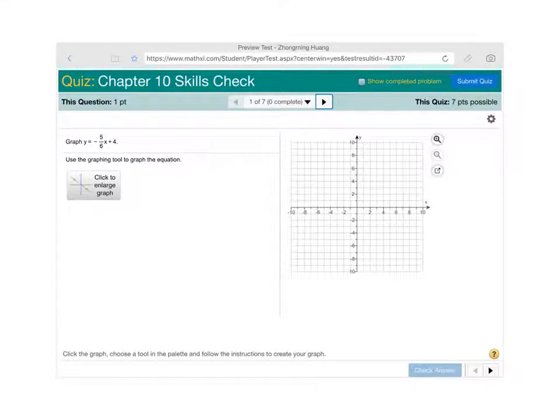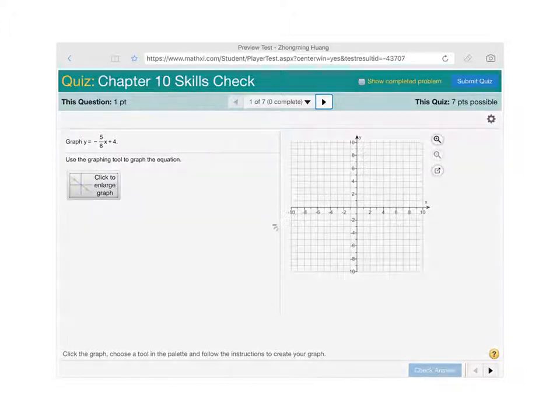In this problem, we want to learn how to graph this linear function. I think this is a very basic fundamental concept that will help you understand the linear regression equation that you will study in this chapter 10. So let's graph that.